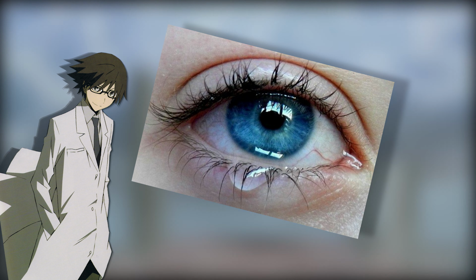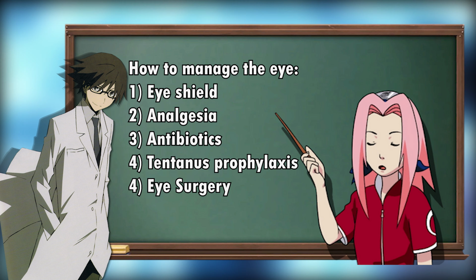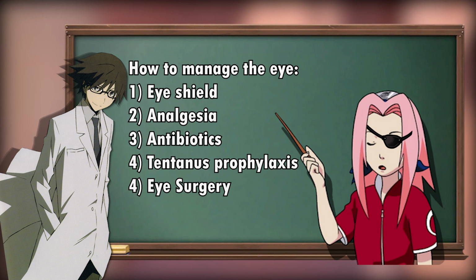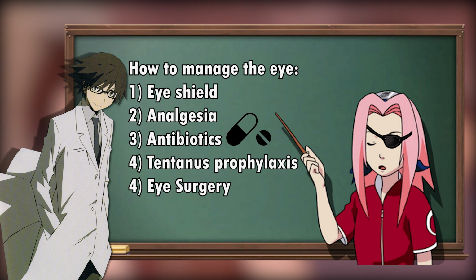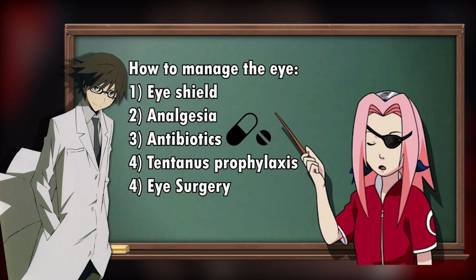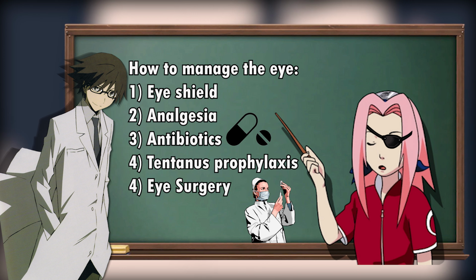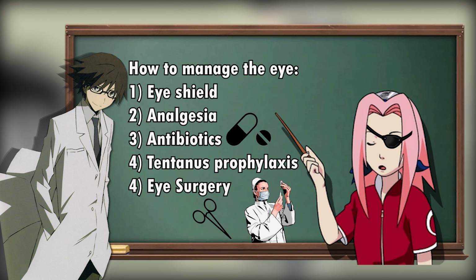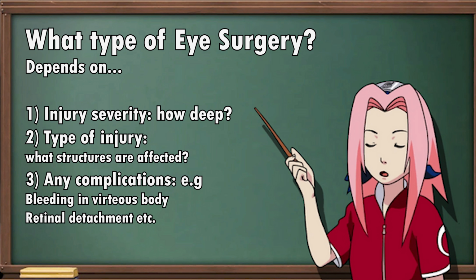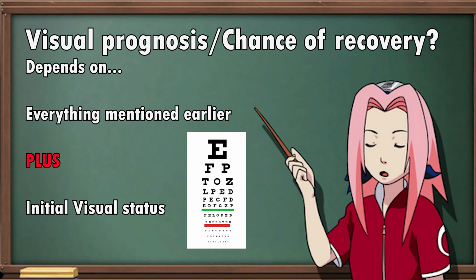Now that we've learnt some anatomy, let's go back to seeing how we would manage the eye. So, you'd want to protect the eye from further damage using an eye shield. You'd give him some analgesia for the pain, give him some antibiotics just in case there's an infection brewing. You'd also want to give him a tetanus jab if he needs it, and also make him nil by mouth in preparation for a potential eye surgery. The exact procedure really depends on how deep the injury is, what type of injury it is, as well as what complications had occurred following the injury. This is also true when trying to predict a visual prognosis, with initial visual acuity, how well you could see when presenting, being the most predictive prognostic factor for recovery.